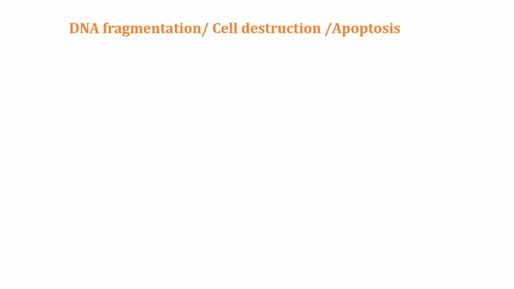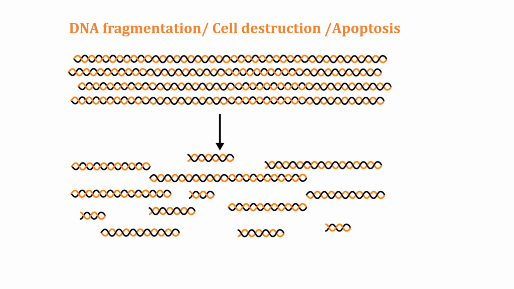Once granzyme B is inserted into the target cell, it initiates a cascade of reactions that results in the fragmentation of the target cell DNA into oligomers of 200 base pairs. This type of DNA fragmentation is typical of apoptosis, and within 5 minutes of CTL contact, the target cell begins to exhibit DNA fragmentation. This apoptosis process does not require mRNA or protein synthesis in either the CTL or the target cell.